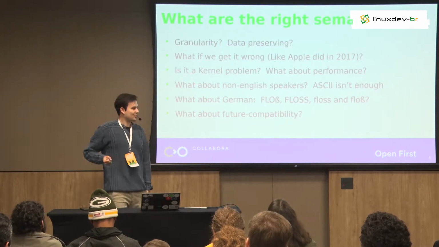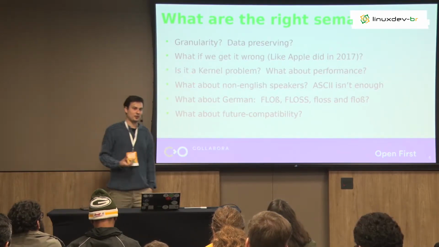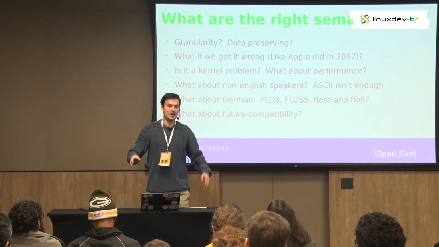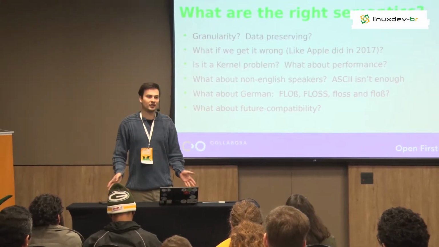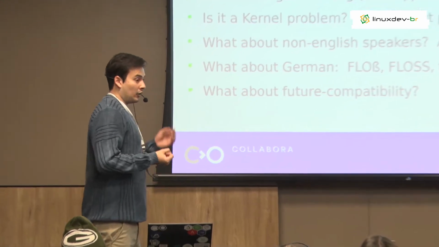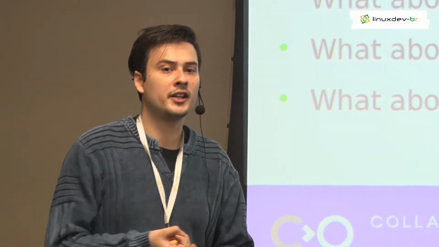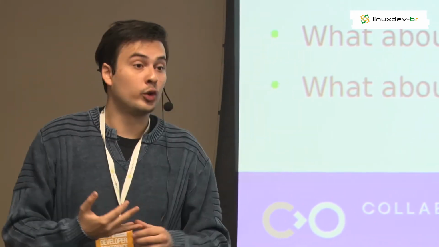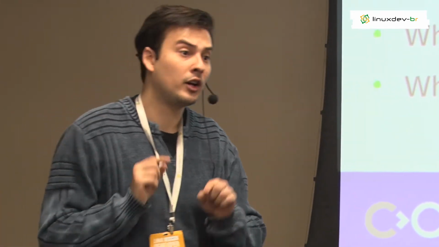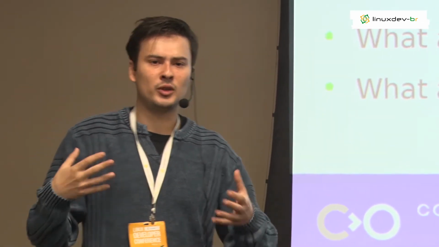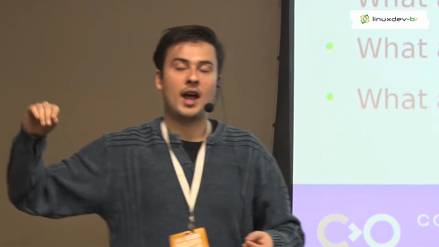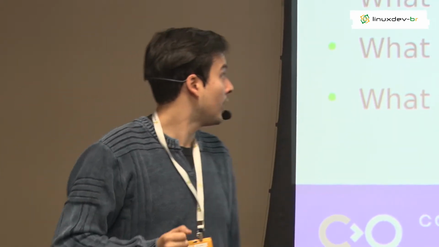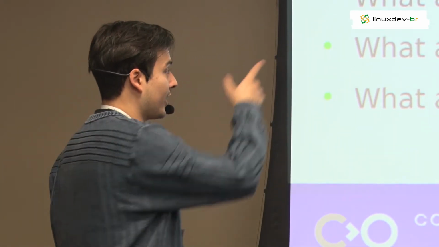So another question, what are the right semantics for this operation? This is the most controversial thing, because everyone who implemented this did it a different way. Do we want our file system to be entirely case insensitive? Do we want it to be per directory? Do we want the data that we write on the disk to have exactly the same case? Is it going to be written like that, or can we do some optimization and store a case folded version already? What if we get it wrong, like Apple did?